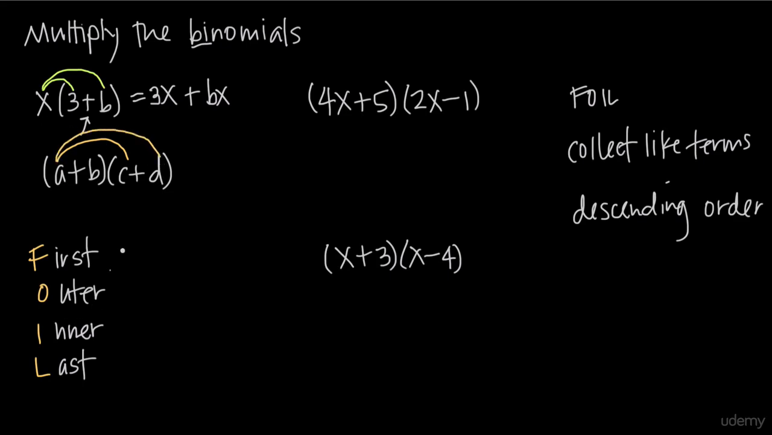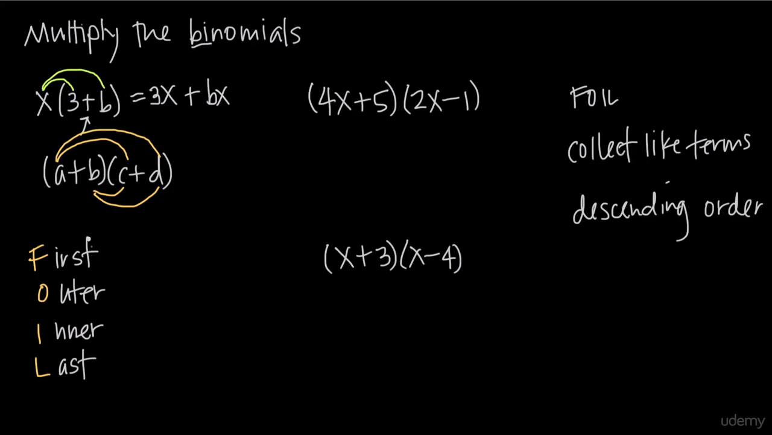Then we have to multiply the inner terms, the ones on the inside of this whole thing, that's going to be b and c. And then the last term in each binomial, b and d in this case. So those are going to be the four multiplication steps that we're going to do. So let's look at foiling the multiplication of these two binomials.